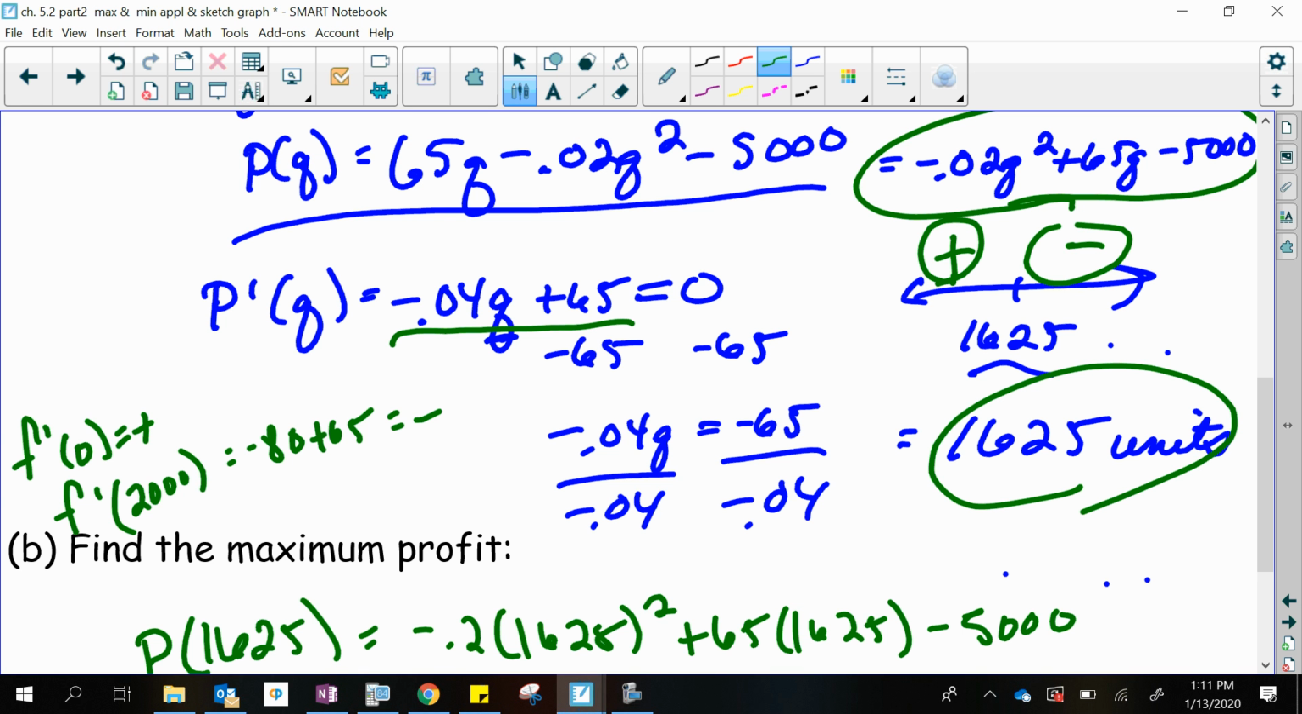Oh yeah, thank you, 0.02. So negative 0.02 times 1625 squared plus 65 times 1625 minus 5,000. 47,812. Did I get that right? Did anybody try it and not get that? All right, y'all are trusting me here. Let me make sure.